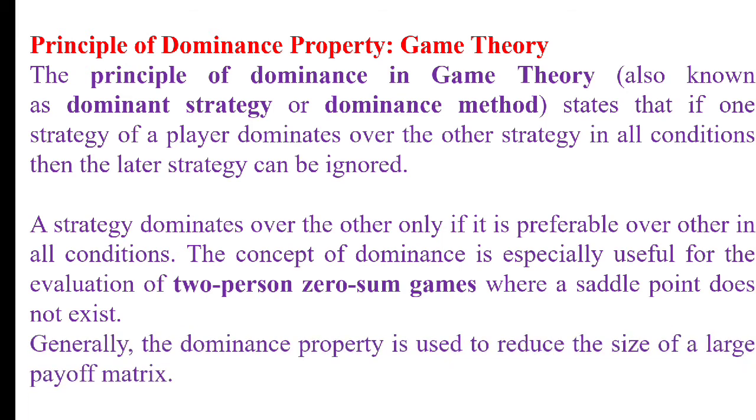Generally, the dominance property is used to reduce the size of a large payoff matrix. That is, matrices of different orders: 3 rows, 4 columns; 5 rows, 3 columns; 4 rows, 5 columns; 6 rows, 7 columns, like that. We can bring it into 2 by 2 order. Then we can solve by the analytical method of calculation.